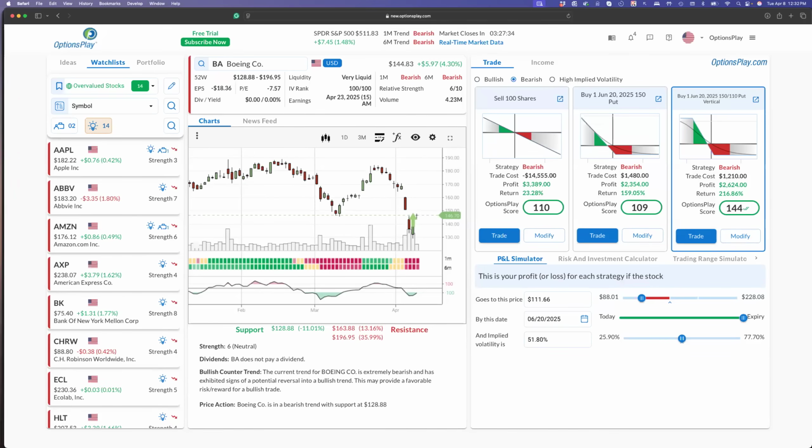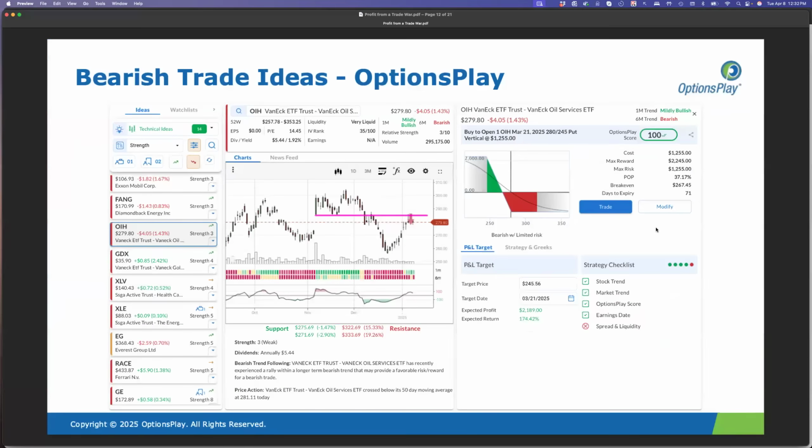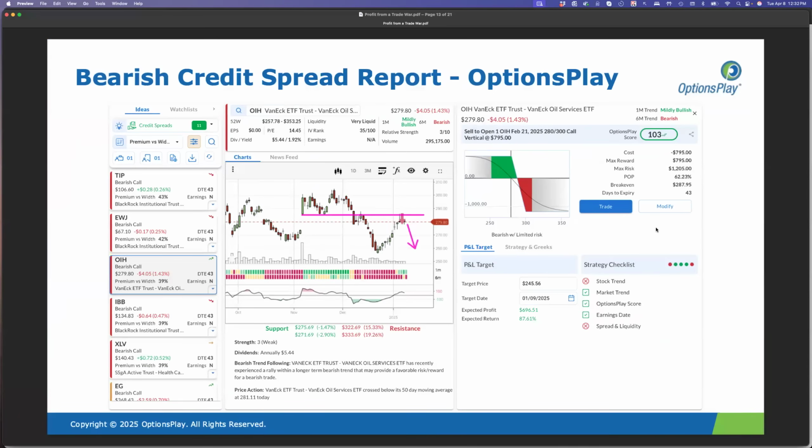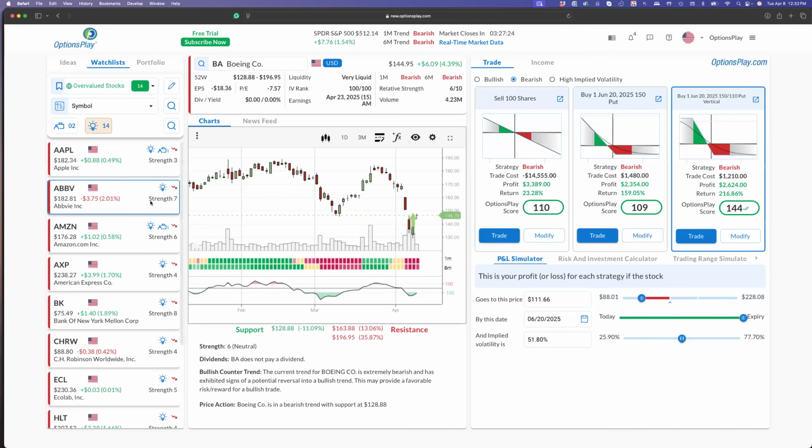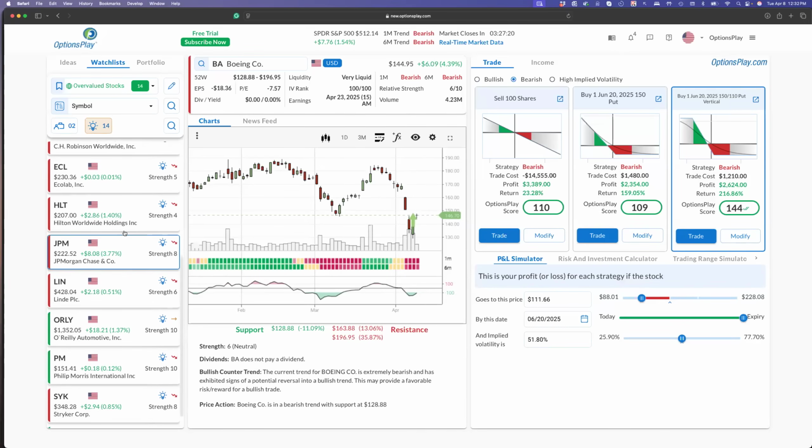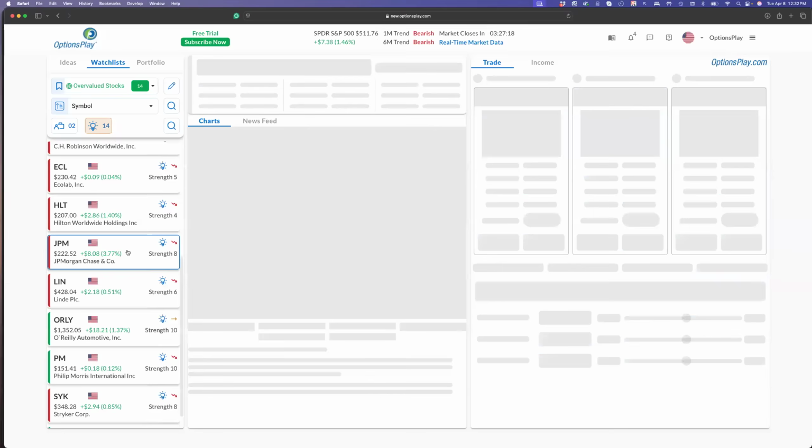Okay, so let's take a look at a couple of the trade ideas. First thing I want to look at here is a credit spread. So for example, if you're looking at a trade idea, let's go back to some stocks. Let's take a look at maybe JP Morgan.